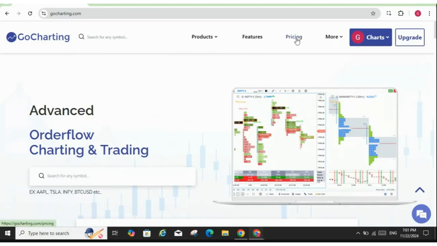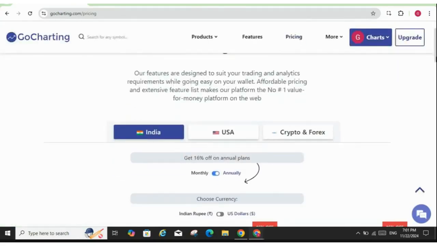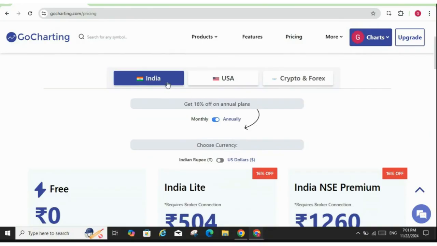Before that, I would like to talk a little bit about the different plans, because most of the time new people are confused about which plan they have to take based on the market in which they are trading. So we have basically three plans: one is India, second is USA, and third is crypto and forex.